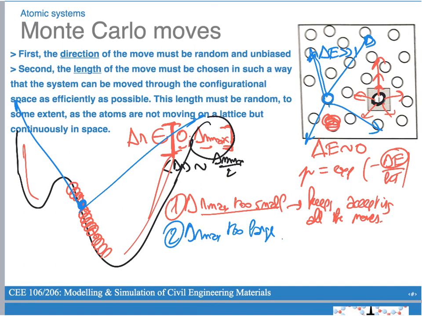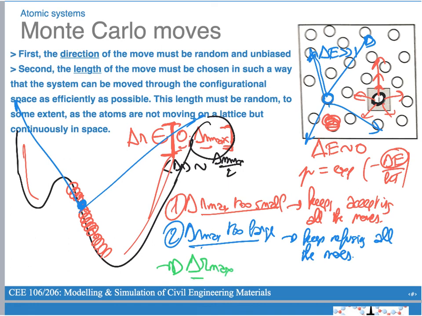So in this case, the problem is exactly the opposite. Because you are always making a move that is too large, the increase in energy is too high, so you will keep refusing all the moves. And again, it's going to be pretty inefficient, because you keep refusing all the moves, so you just remain stuck here and waste your time making trials that are very unrealistic. So based on this, if you want to find the best possible solution, you need a balance between those two things. You need to choose a delta R max that is not too large and not too small, so that your simulation is as efficient as possible.